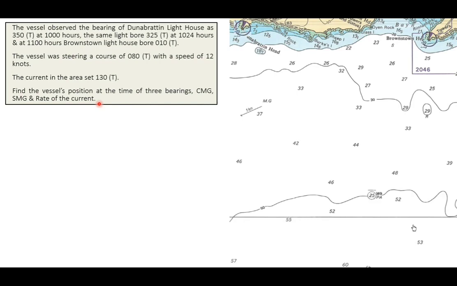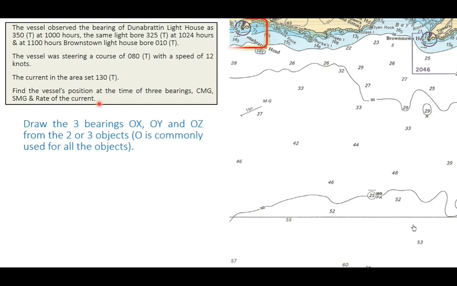I have the chart on the screen now. Let's first of all identify the two lighthouses in our case. This is the first lighthouse which we have, the Duna Britain lighthouse. And this is the second lighthouse which we have, the Brownstone lighthouse. So these are the two objects used for giving us the bearings. Now in the first step, we will plot these three bearings on the chart.